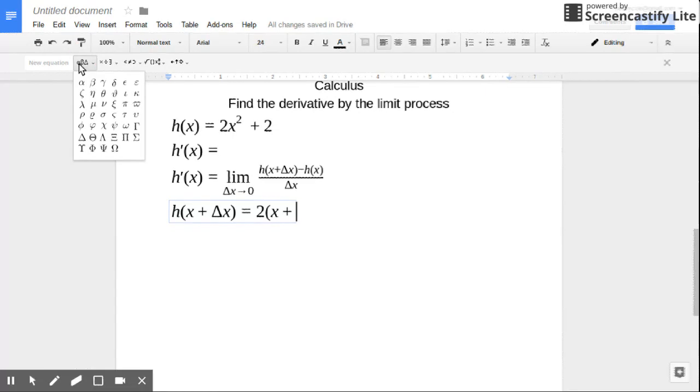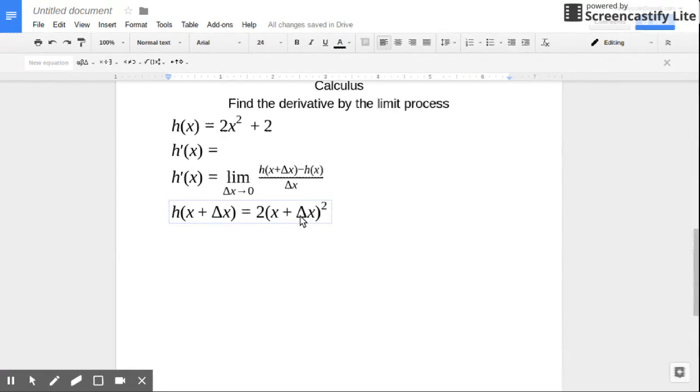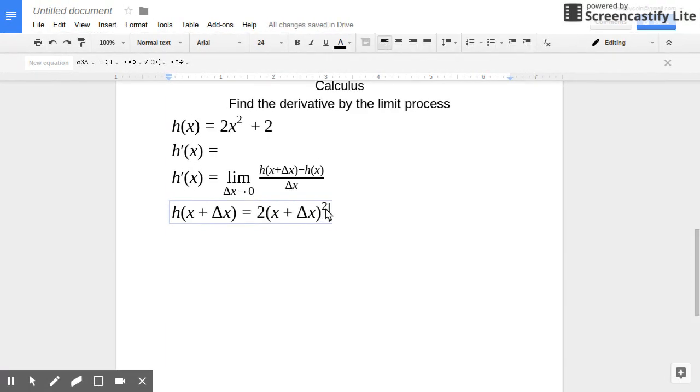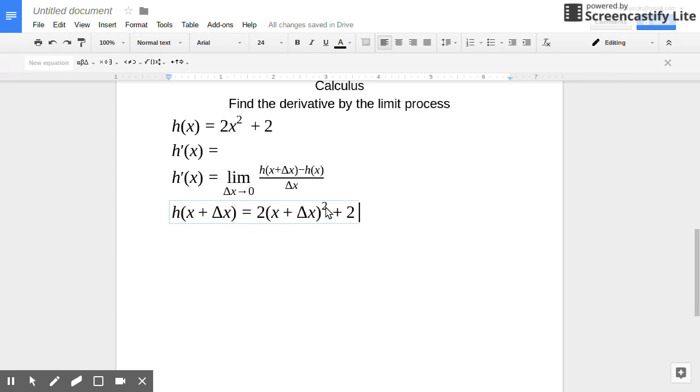Now, I think what I'm going to do in this problem is kind of skip a step or two, because if you were paying close attention to the last problem, you know that we've already worked this out, right? Squared. We've already worked that out. So you'll need to refer to that last problem, because I'm going to just assume that you know how to multiply x plus delta x, square it, just like we did in the last problem.